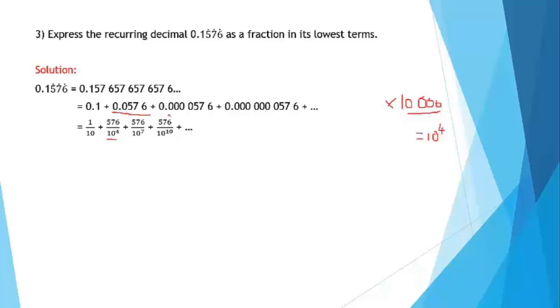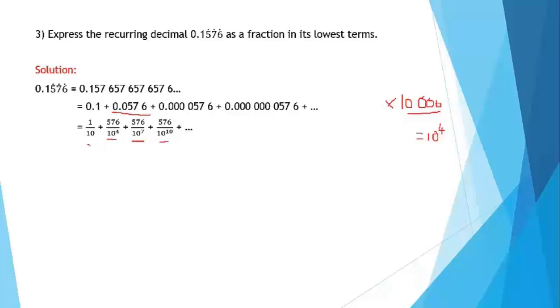Similarly, to convert 0.000576 into a whole number, we need to multiply it by 10 to the power 7. If we are multiplying by 10 to the power 7, we need to divide by 10 to the power 7 in order to make the decimal number equivalent to the fraction. So we get 576 over 10 to the power 7. And similarly, we need to multiply the fourth decimal number by 10 to the power 10, so we get a denominator of 10 to the power 10.